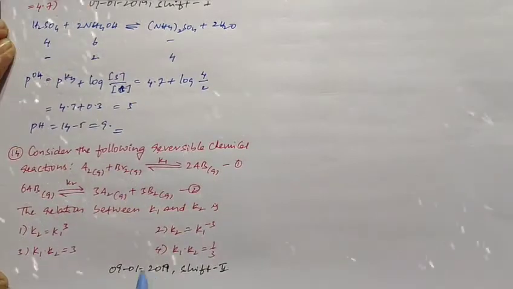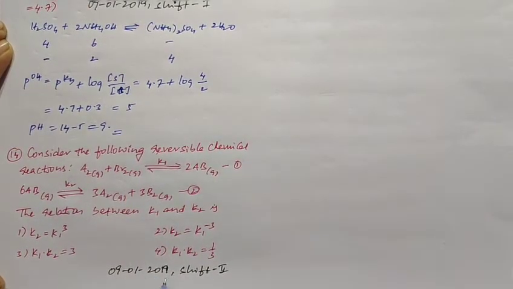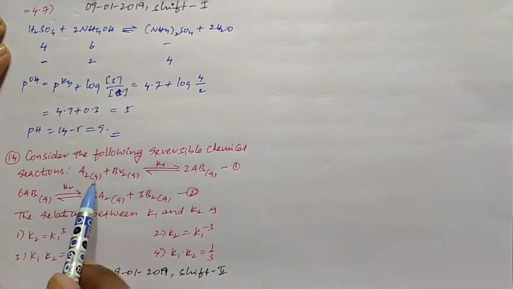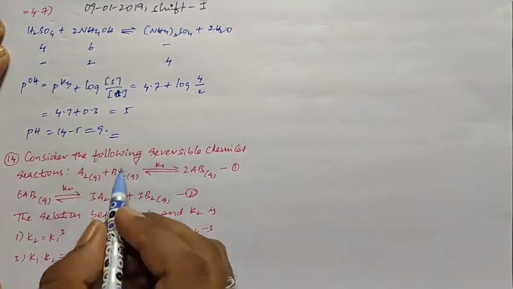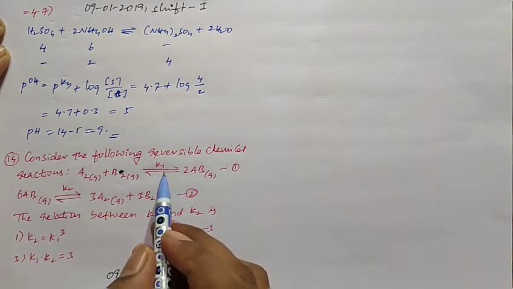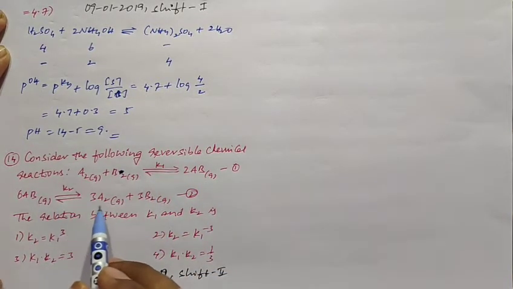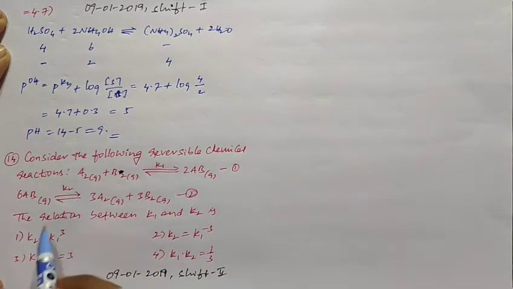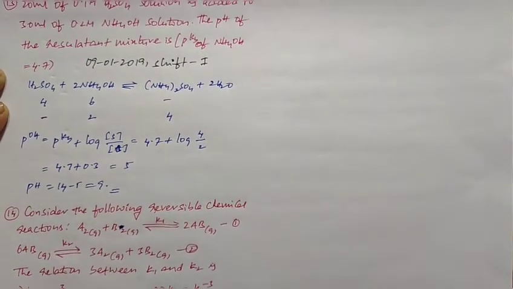So this is the next question. This question was given in the 9th January 2019 shift 2 paper. Consider the following reversible chemical reactions. A2 plus B2 gives rise to 2AB, for this reaction the equilibrium constant is K1. 6AB gives rise to 3A2 plus 3B2, for this reaction the equilibrium constant is K2. They are asking for the relation between K1 and K2.